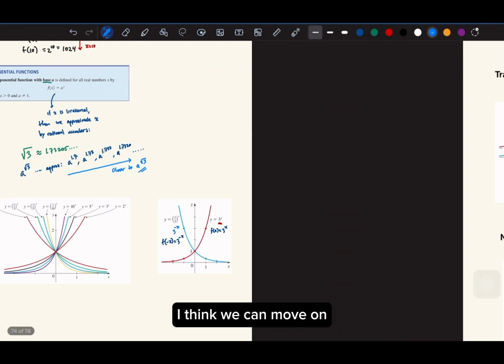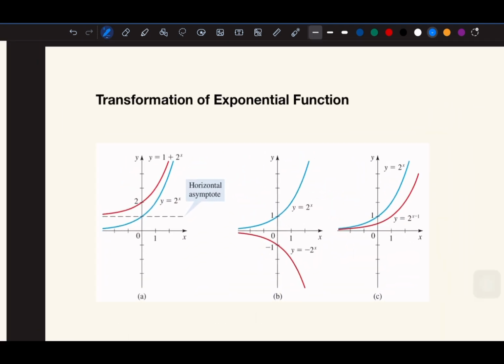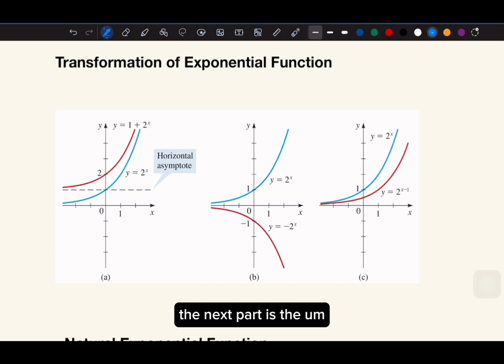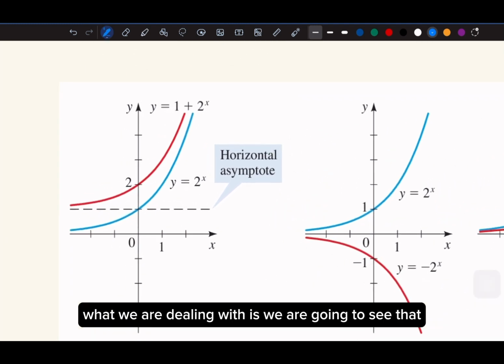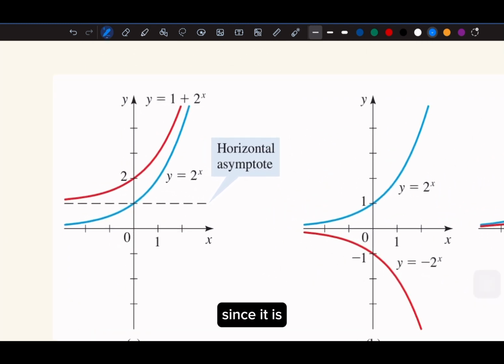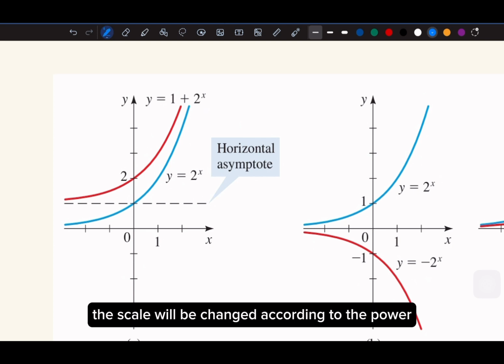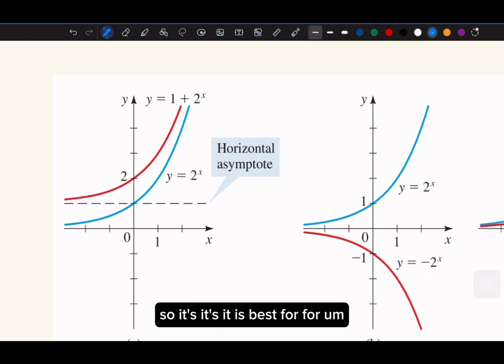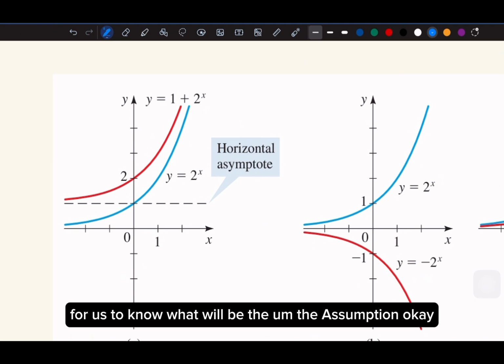I think we can move on. The next part is the transformation, as we've also done with the previous polynomial and rational functions. So in the exponent, what we are dealing with is that the scale will be changed according to the power, so it is best for us to know what the assumption will be.